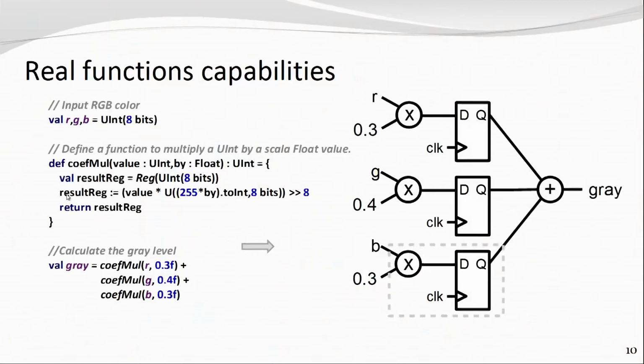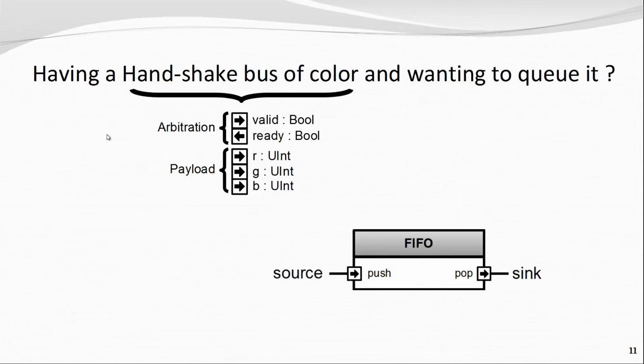Then, let's take another example. Let's imagine you have a handshake bus, so a very simple bus with just a valid from master for arbitration and a ready from slave to say, stop, I'm not ready, or, you can go, I'm ready. And a payload. So, as you can see here.